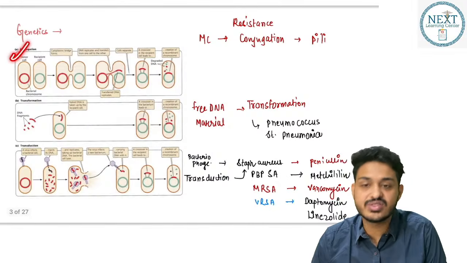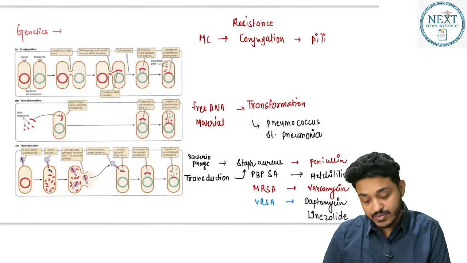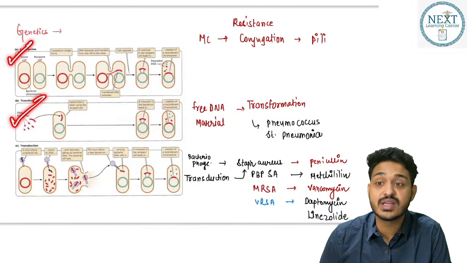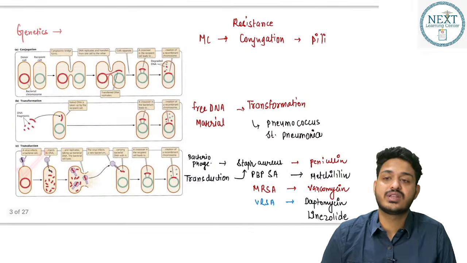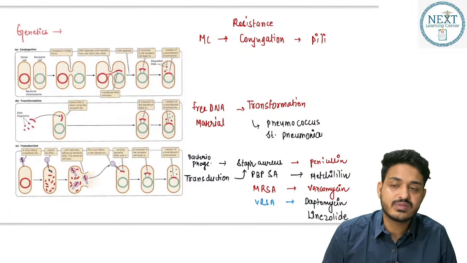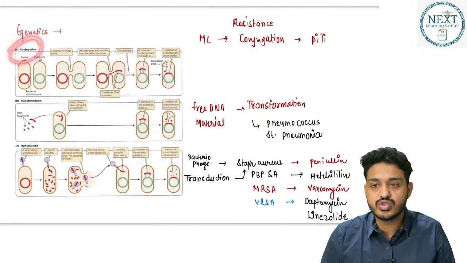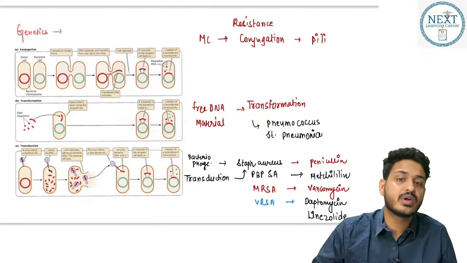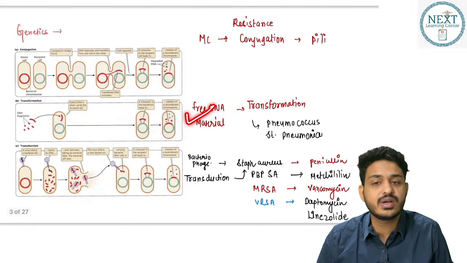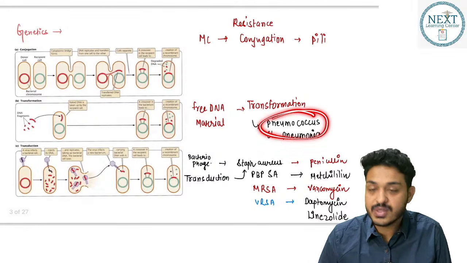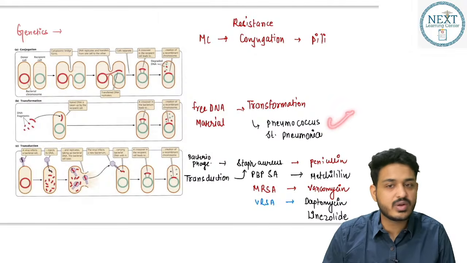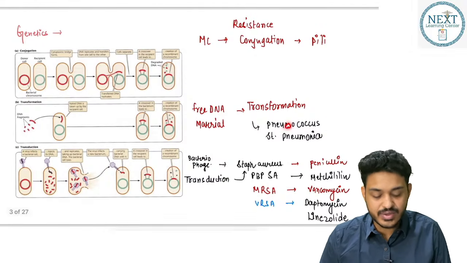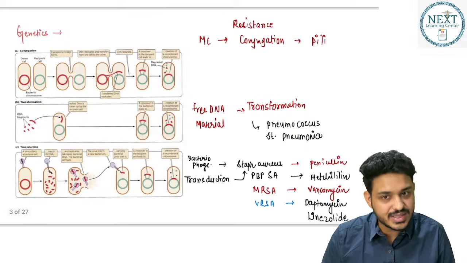These are the genetic methods that you need to remember. First one is conjugation, second one is transformation, third one is transduction. If they ask you the most common method of genetic transfer, the answer will be conjugation, right? If they ask you the method of genetic transfer which involves free DNA material, this is going to be transformation. What is the important organism? This is the most common cause for pneumonia and meningitis.